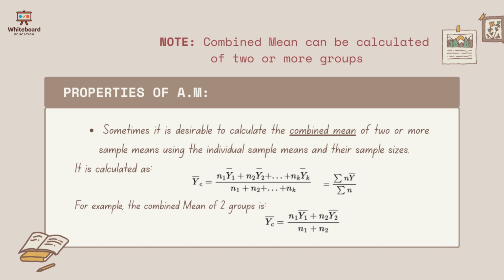For example, we need the combined mean of two groups. It will be found by N1 Y1 bar plus N2 Y2 bar over N1 plus N2. So remember, the combined mean can be calculated for two or more groups.